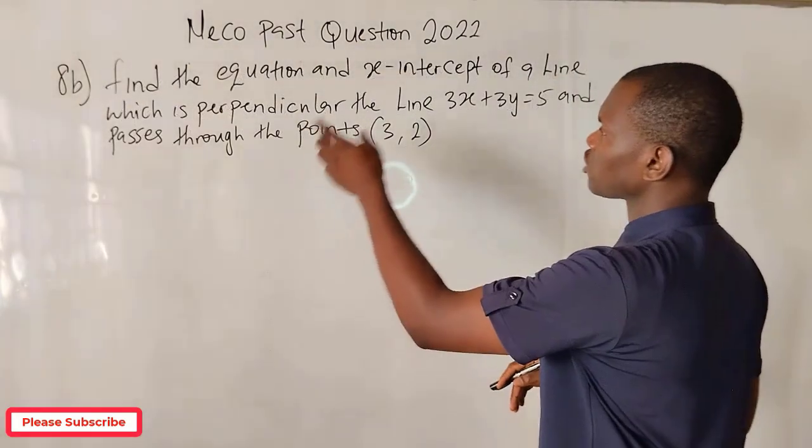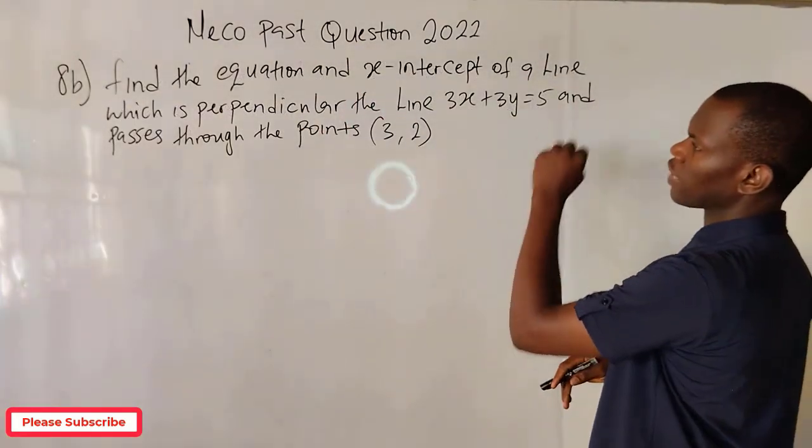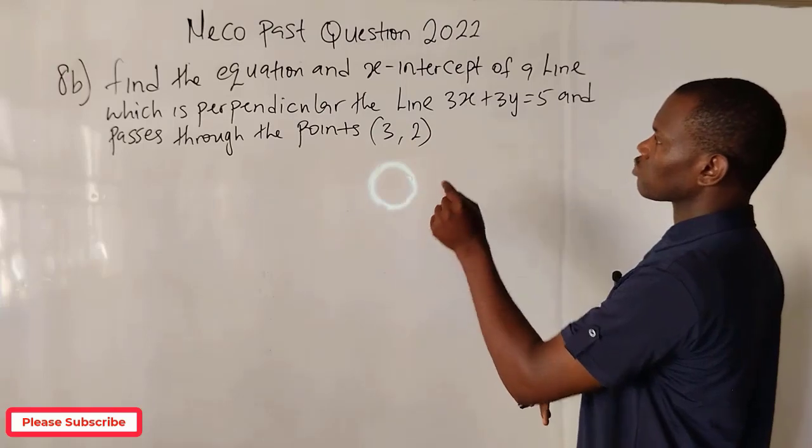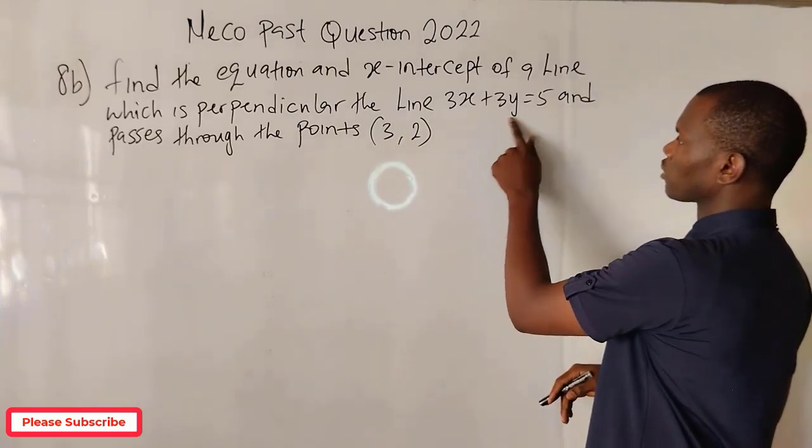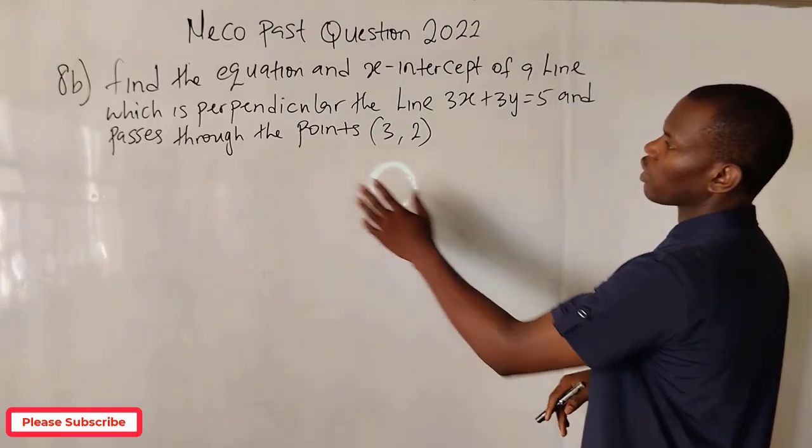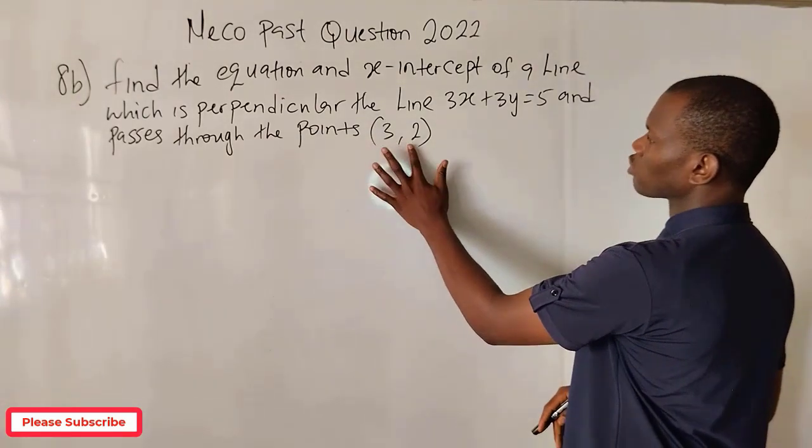Question number 8b. Find the equation and x-intercept of a line which is perpendicular to the line 3x plus 3y equal to 5, and it passes through the point (3, 2).